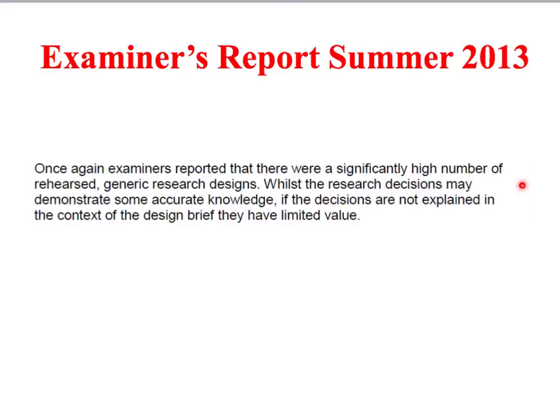reported that there were a significantly high number of rehearsed generic research designs. And whilst the research decisions may demonstrate some accurate knowledge, if the decisions are not explained in the context of the design brief, they have limited value. So you really need to think about the purpose of the research and make sure that your research design is really closely linked to the purpose of the research.